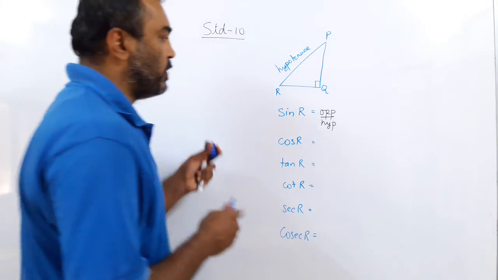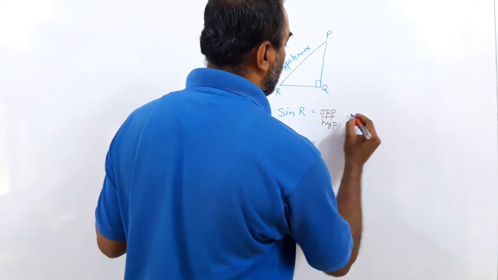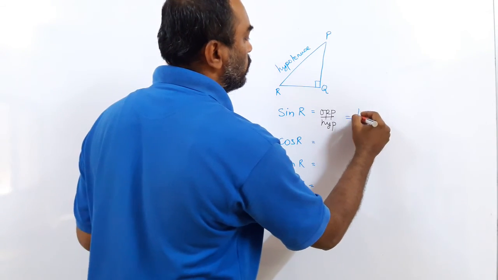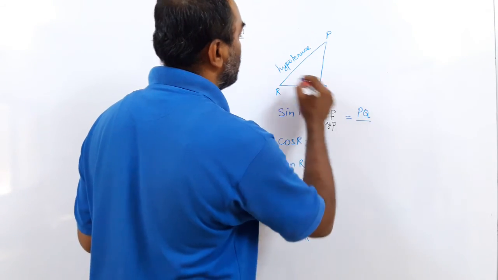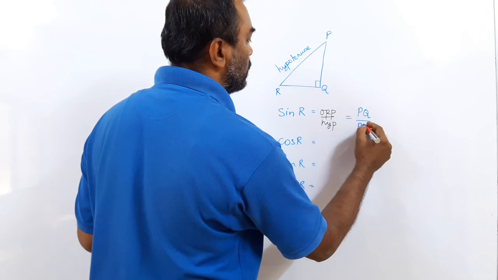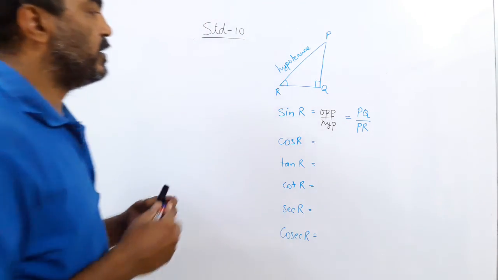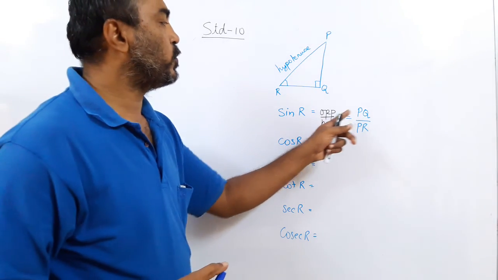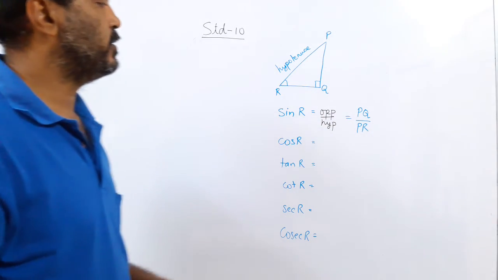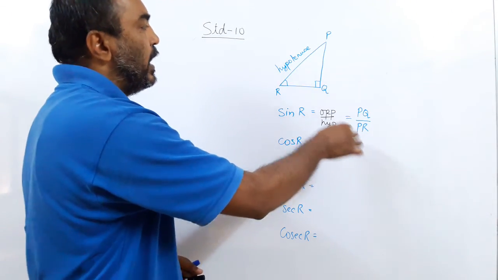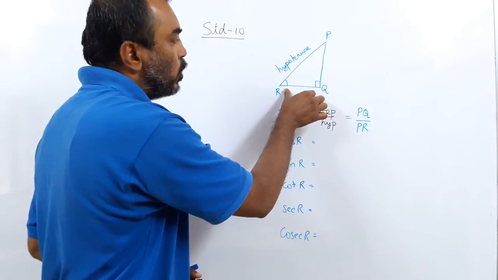If for your simplification you want to write down further, you can write down, because you have taken R, what is the opposite side? PQ. And what is the hypotenuse? PR. Because I have chosen angle R as my reference angle, the opposite side is PQ and the hypotenuse is PR. If you choose P, then this will change. Hypotenuse remains the same, but the opposite side will change.